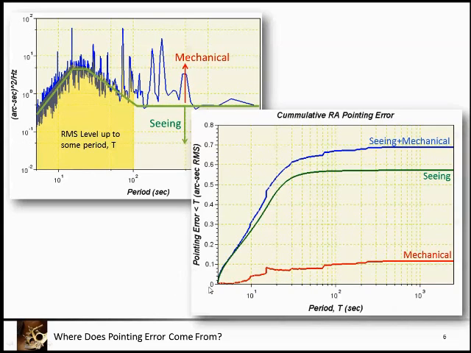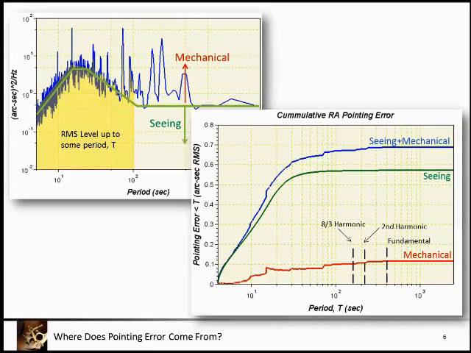Well, if I follow that green curve and calculate the area just as we did before, this is the curve we get. Once again, we bend over and it becomes essentially flat for periods of oscillation greater than about 20 to 30 seconds. All right. Now the difference between the seeing curve and the total curve, of course, is the mechanical. So this is, you might say, what the mount is responsible for. All right. Whatever's going on inside the mount is in fact contributing to pointing error. That's what we're seeing here.